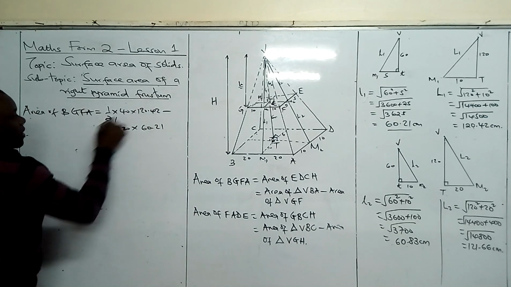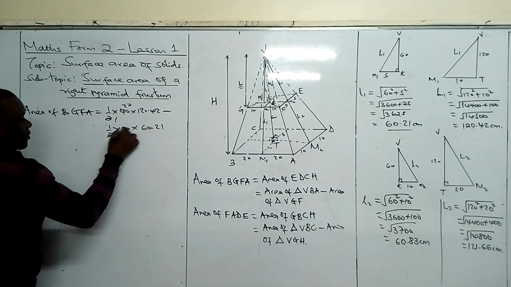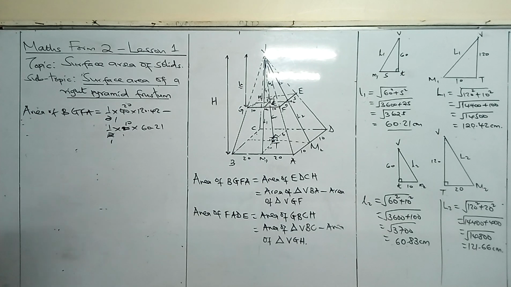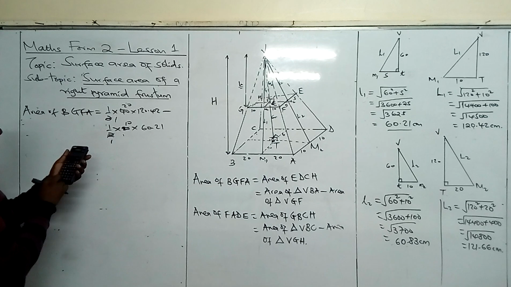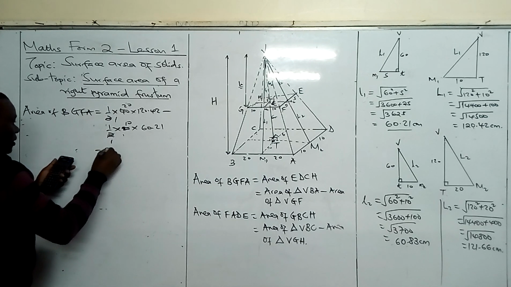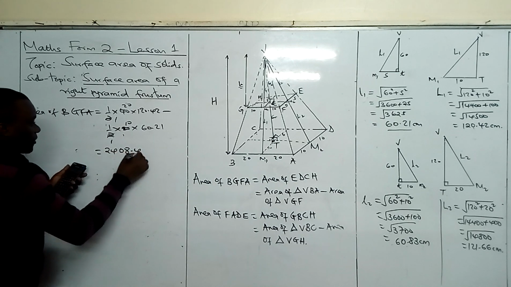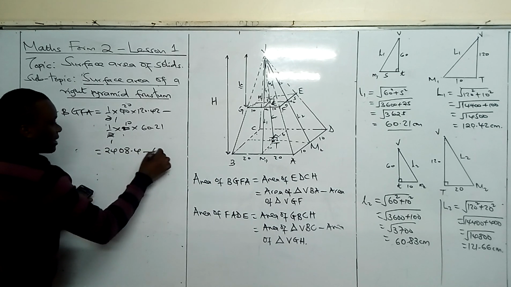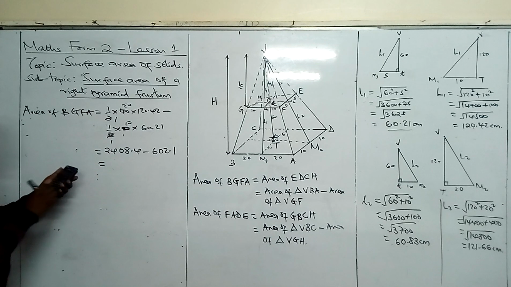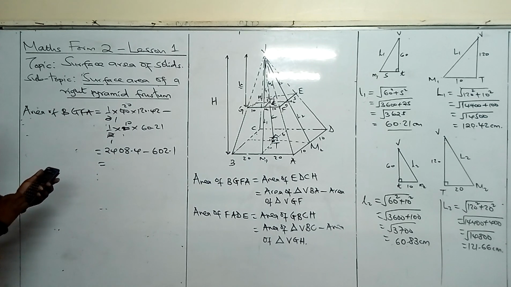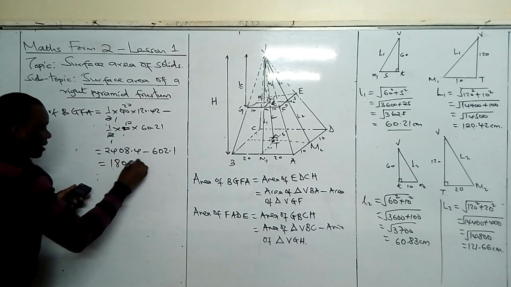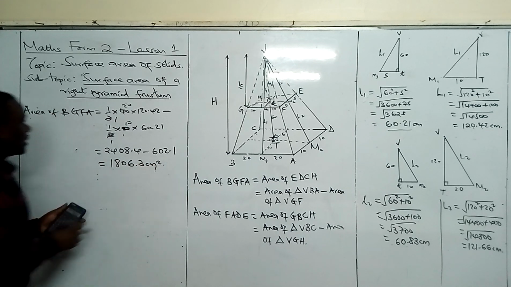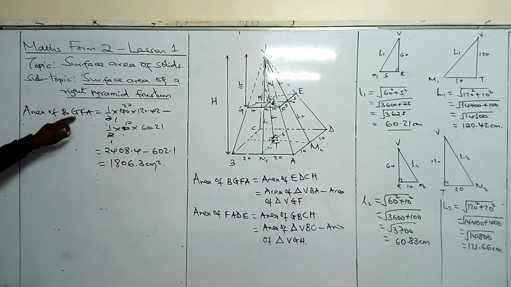So 2 goes into 40 twenty times, and 2 goes into 20 ten times. So we take 20, we multiply by 120.42, so we get 2408.4. This one gives us 602.1. So when we subtract, we will get 1,806.3 centimeters squared. So that's the area of BGFA.